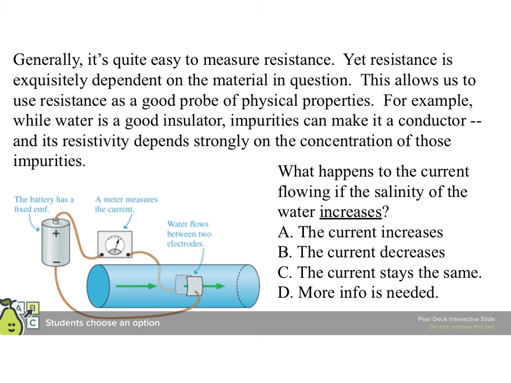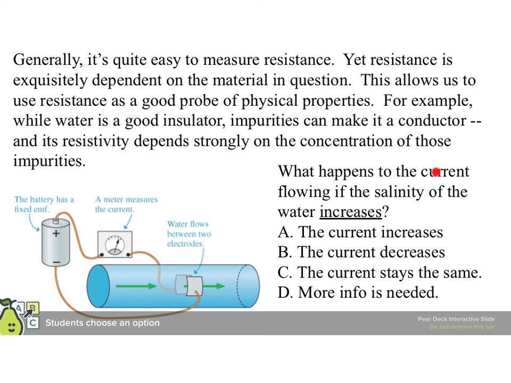Pragmatically, it's generally quite easy to measure resistance. This turns out to be a relatively simple measurement to make, but resistance is exquisitely dependent on the material in question. This allows us to use resistance as a probe of physical properties. For instance, while water is a good insulator, impurities make it a conductor, and its resistivity strongly depends on the concentration of those impurities. So we might have here a water monitoring system, where we have some battery attached to some meter, and then we let the water flow between two electrodes. We just put two electrodes in the water.